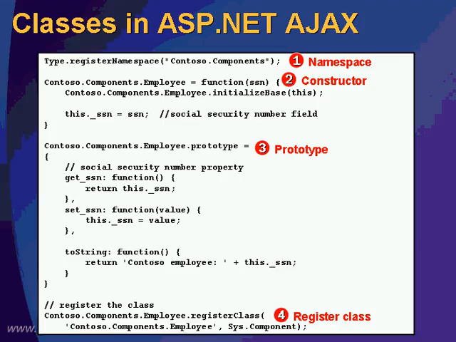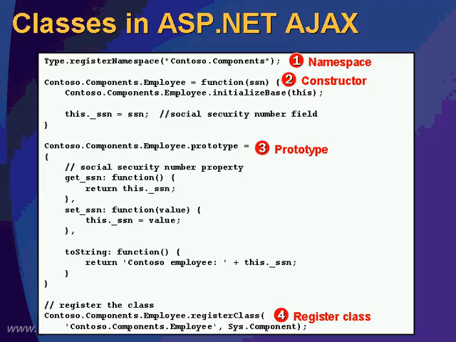Contoso.Components.Employee.registerClass, pass in the name of the class we're registering, and then in this case I'm implementing Sys.Component, and I could have passed in any interfaces. I don't need to implement Component. I can just pass in Contoso.Components.Employee.